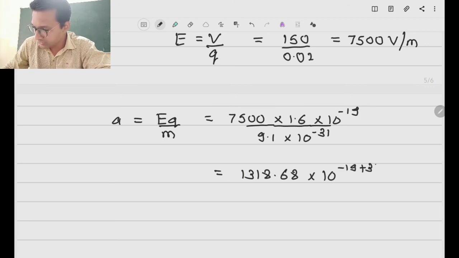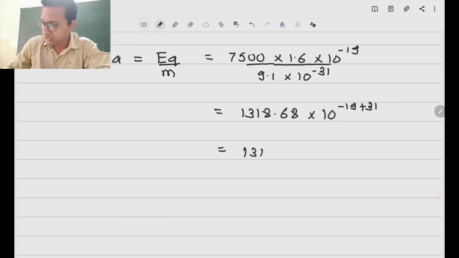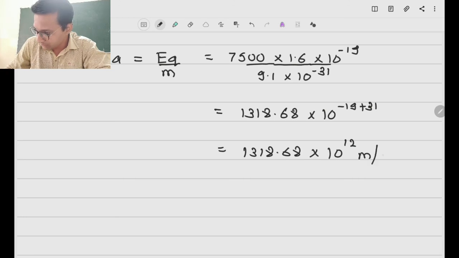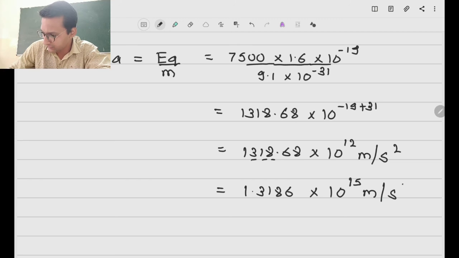into 10 raised to minus 19 plus 31. So this will be 1318.68 into 10 raised to plus 12 meter per second square. Now if we take as 1.3186 this power, we have taken 3 numbers inside the decimal place, so the power will increase by 3, that is 15 meter per second square. This will be the acceleration.